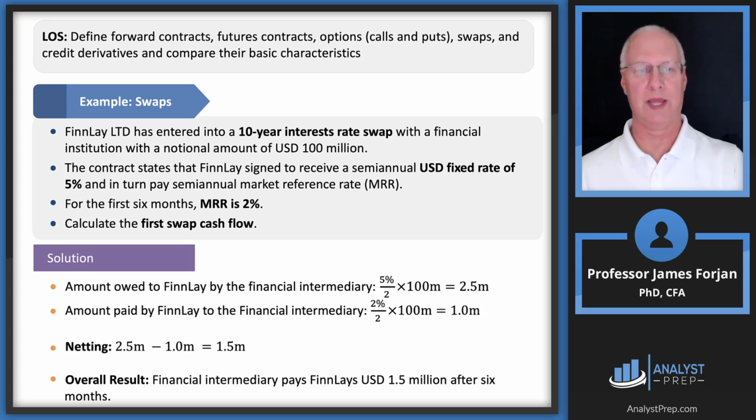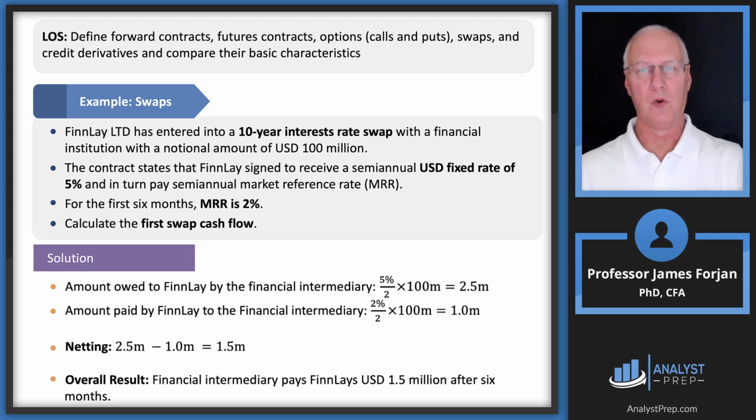Well, we have to turn around and make that floating rate payment. So what are we going to do? We'll take that 2%, cut that in half as well, multiply that by 100 million. So that gives us 1% of 100 million. That's $1 million. So what are we doing? We're receiving 2.5 million. We're paying 1 million. So what did we do? We won $1.5 million.